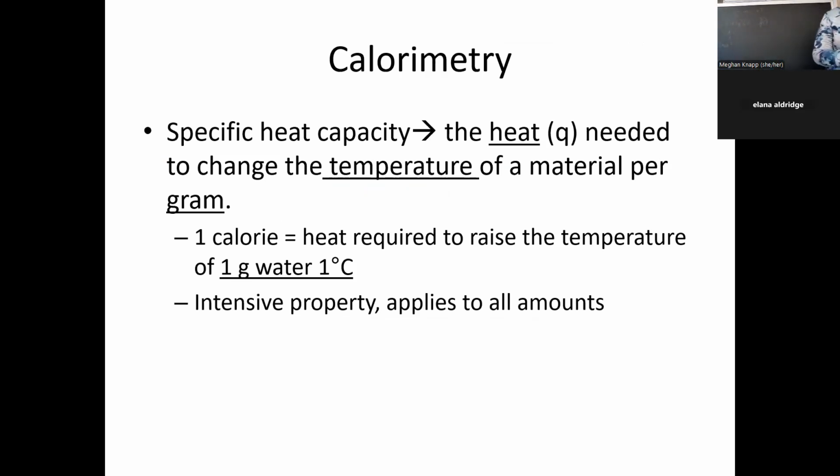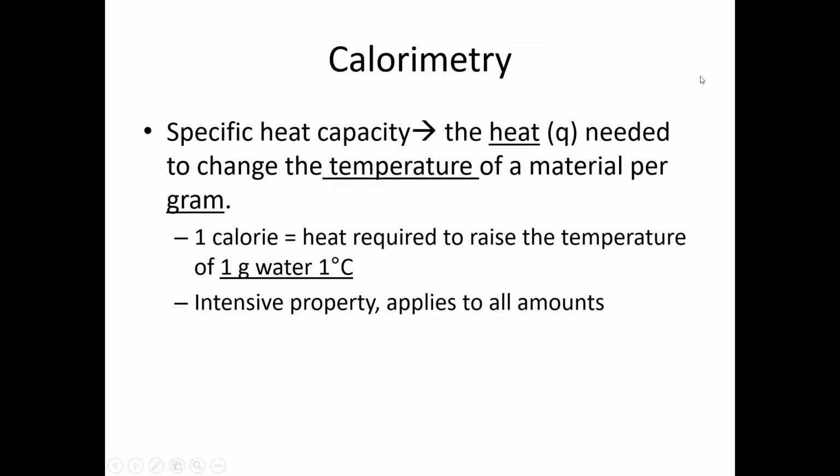Okay, so what is calorimetry? Calorimetry uses the specific heat capacity of a material. We'll talk about this definition if you want to write it down again. The heat, which is Q, needed to change the temperature of a material per gram. And the specific part is the per gram. Sometimes you will hear people just call this the specific heat rather than the specific heat capacity. It means the same thing.